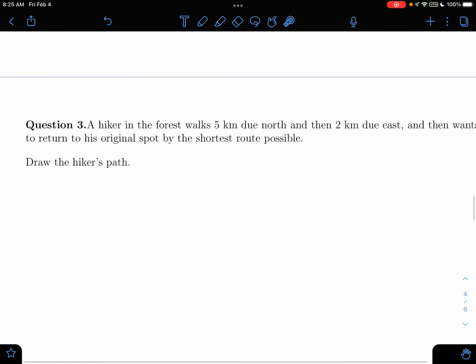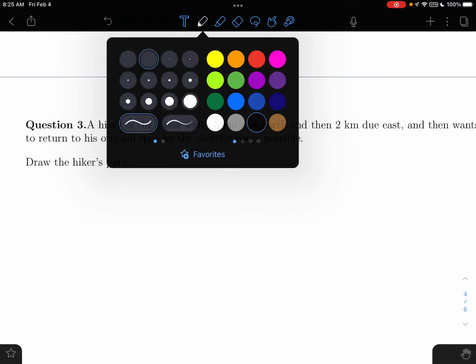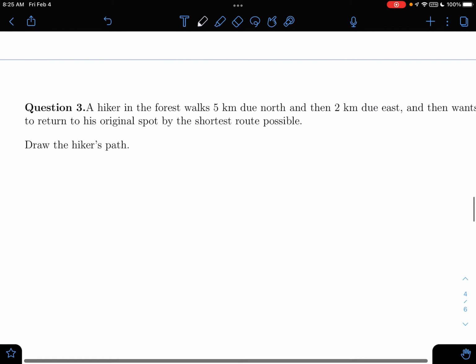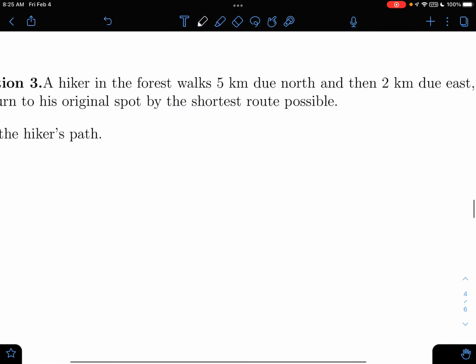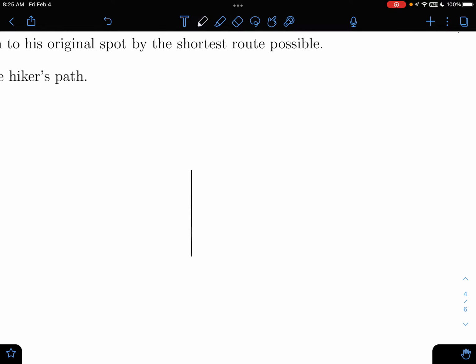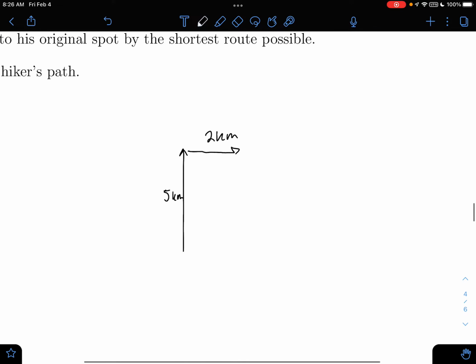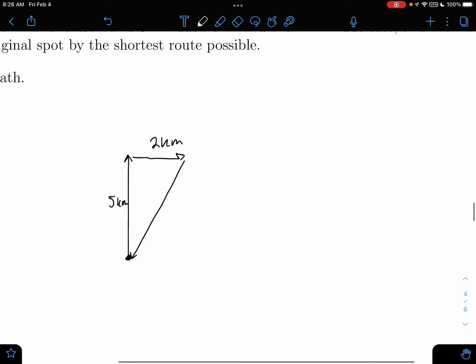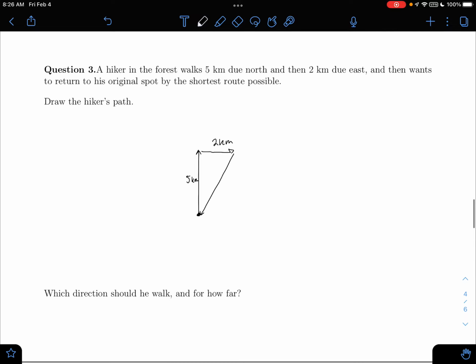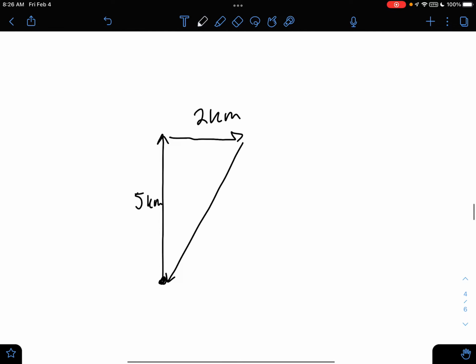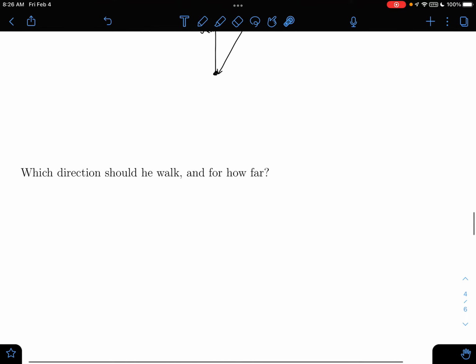Cool. Now we have a hiker in a forest walking in a direction. So 5 kilometers due north, and 2 kilometers due east. 5 kilometers there, and 2 kilometers here. And then we're returning back to our starting position. So this is going to be our path of the hiker, because there's our north, there's our east, and we're back to the beginning.